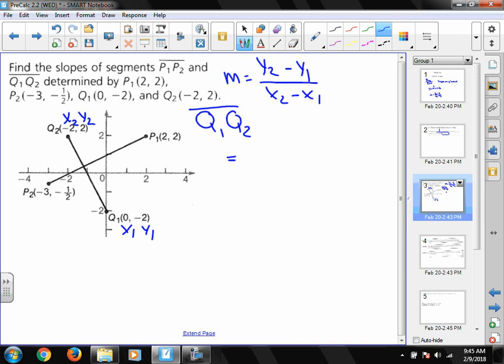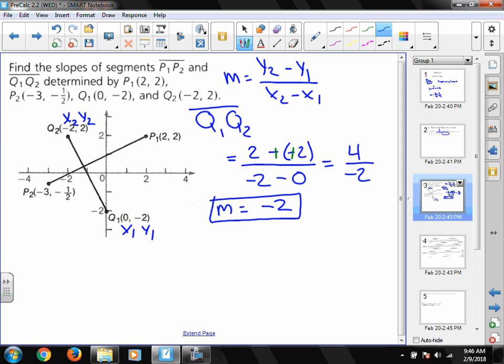So then once I've got those labeled, I can, of course, plug right into my formula: y sub 2 minus y sub 1 divided by x sub 2 minus x sub 1. So y sub 2 is going to be 2, and then I'm going to subtract a negative 2, divided by x sub 2, which is going to be negative 2, minus 0, x sub 1. Again, subtract a negative means that we're going to add that positive, so I'm going to get 4 over negative 2. So my slope is going to be negative 2.